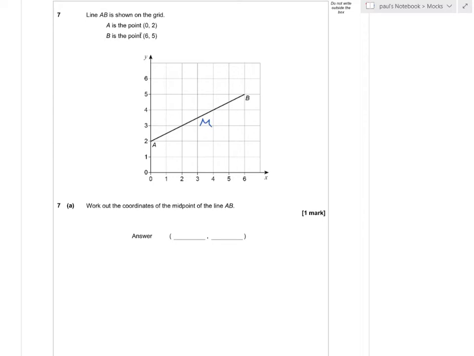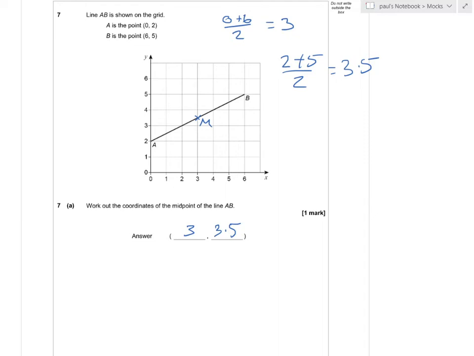So the midpoint of this is halfway between the x's. So x is 0 plus 6 divided by 2 equals 3. So x is 3. And the y's, 2 plus 5 divided by 2 is 3.5. There. So it's (3, 3.5). There it is.